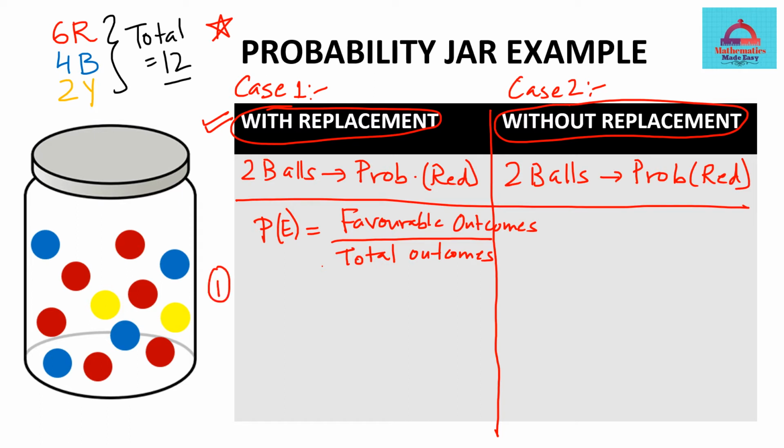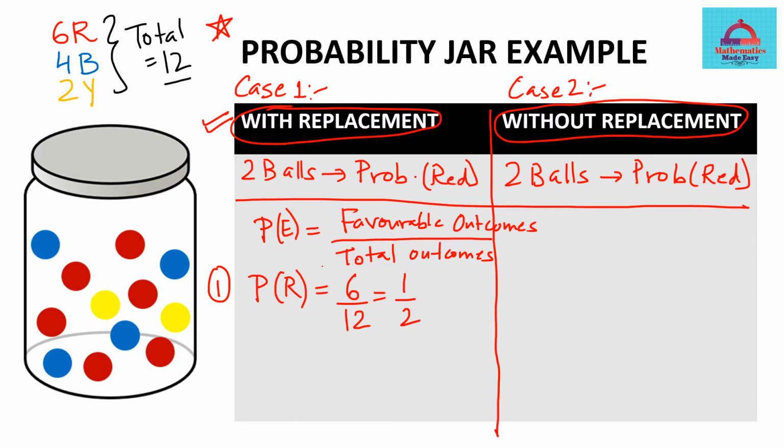So let's come to case 1. Now the first ball that should be drawn is red. So how many red balls are there? There are 6 red balls out of a total of 12 balls. You can also count and confirm: 1, 2, 3, 4, 5, 6, 7, 8, 9, 10, 11, 12. So yes, there are 12 balls. So the probability for red in the first draw, because we are drawing 2 balls one after the other, will be 6 divided by 12. You can simplify. This will come out to be 1 by 2 or 50%.